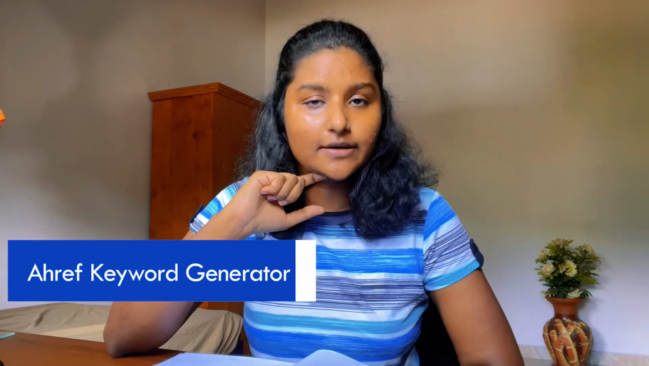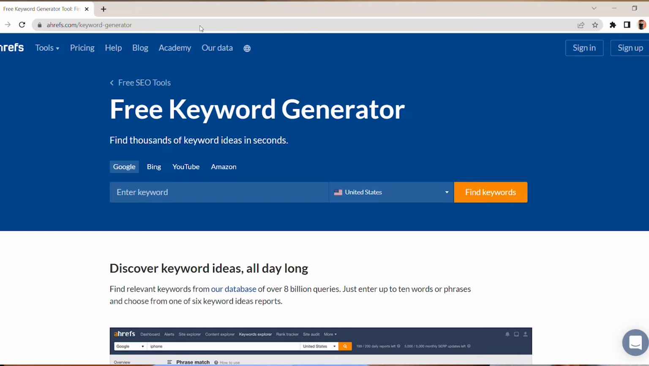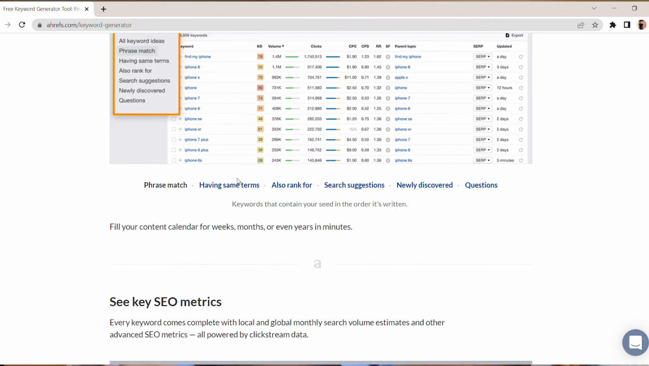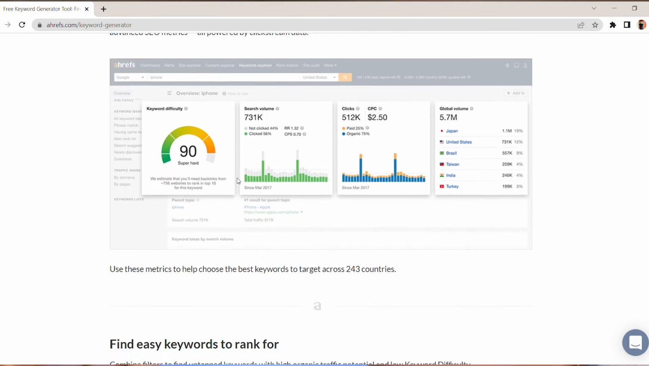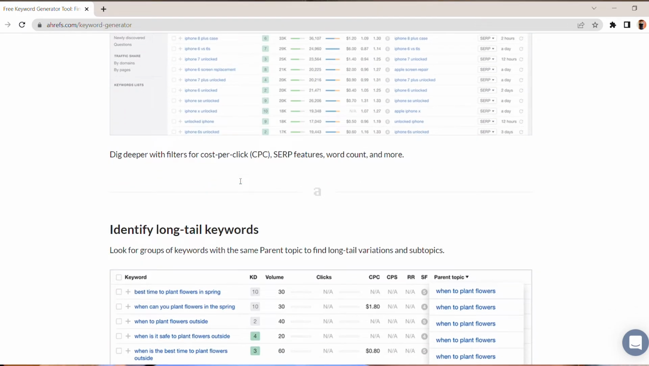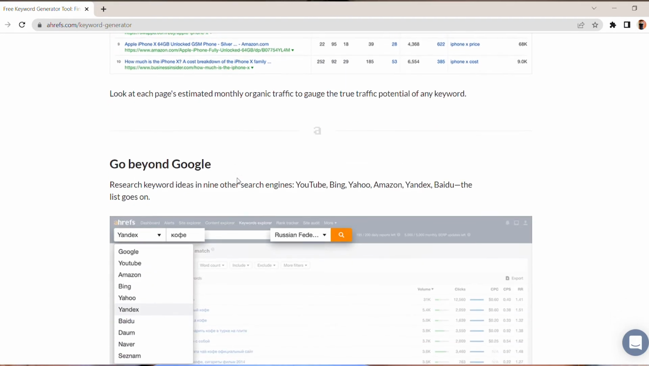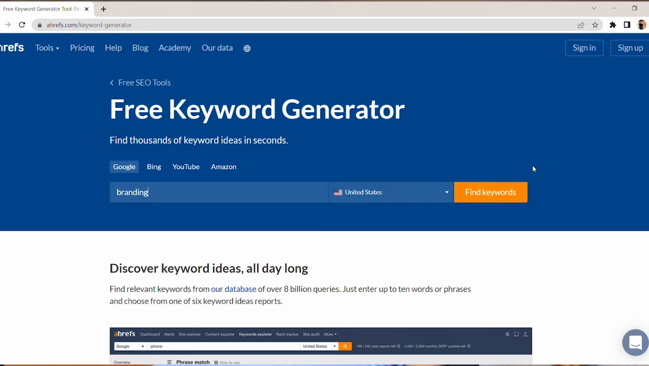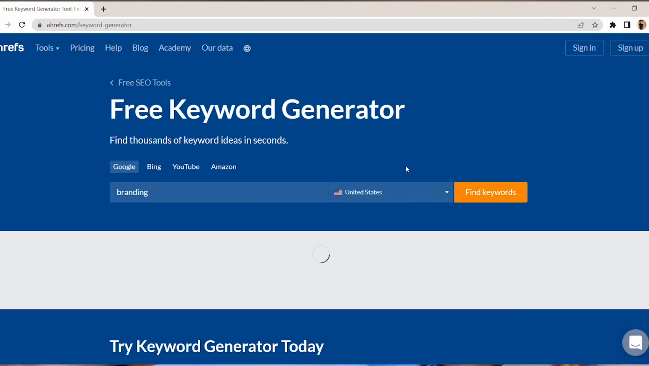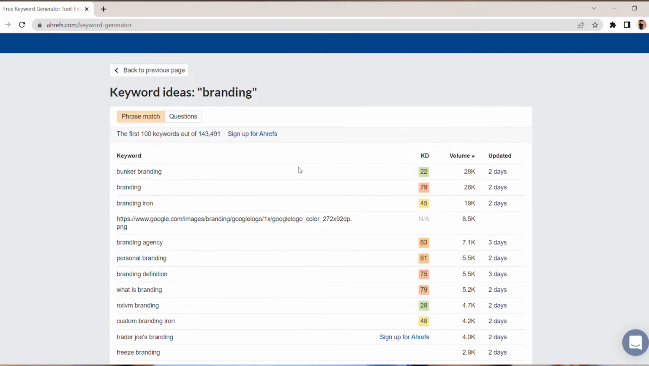The third keyword research tool is Ahrefs Keyword Generator. This is an incredible tool which gives information about 171 countries. It also supports 10 different search engines. Google isn't the only search engine around. By processing a large amount of clickstream data, they provide keyword volumes for places like YouTube, Amazon, Bing, etc. It also provides keyword difficulty score and also search engine result page overview and position history of a keyword.